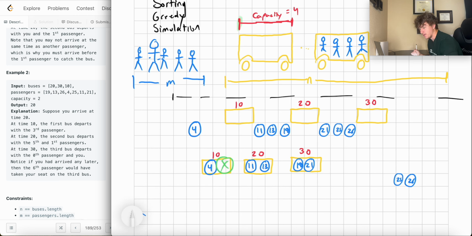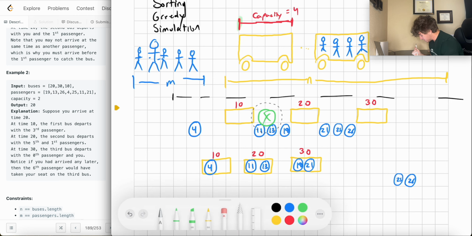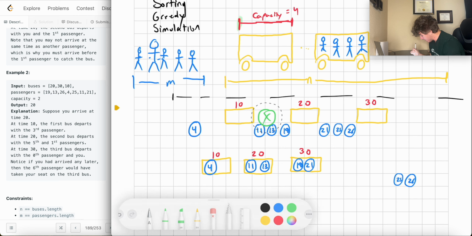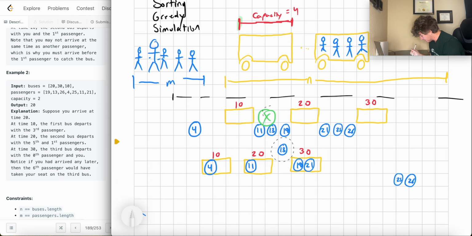Right, so I could put them on the bus there. If I show up at 10, I'll end up on this bus. So if I showed up at 12, right? If I showed up in between these two guys at 12, well then 13 wouldn't end up getting on the bus, and instead I would, but I would definitely get on the bus.